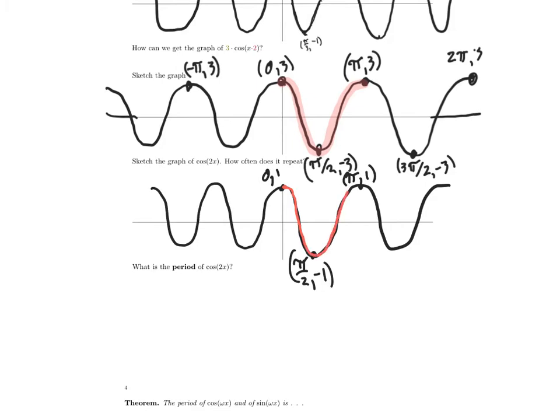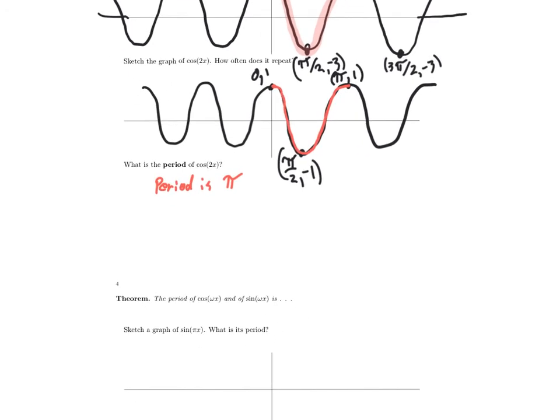If I follow that far along the graph of cosine, you'll see that the graph just repeats that same red pattern forevermore. So the period of the graph of the cosine of 2x is equal to pi. In general, you can compute the period of anything that looks like sine or cosine of a multiple of x as follows.